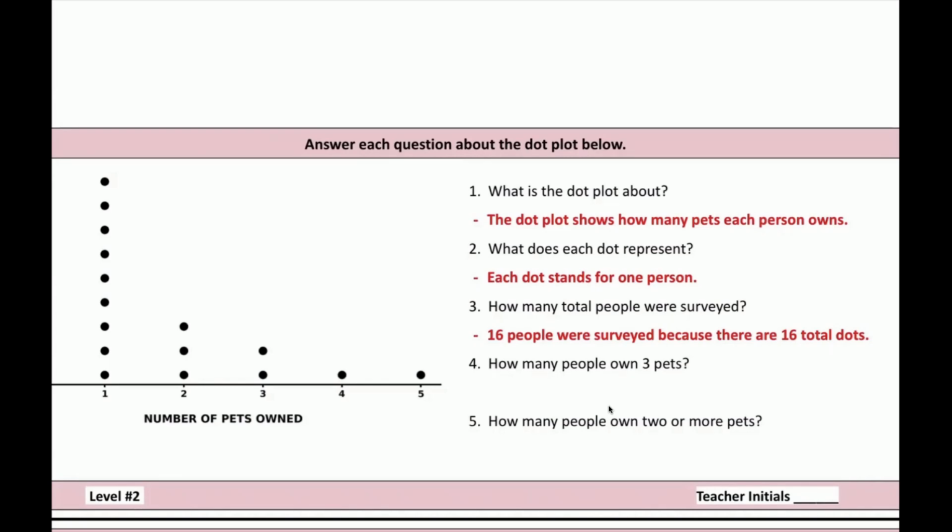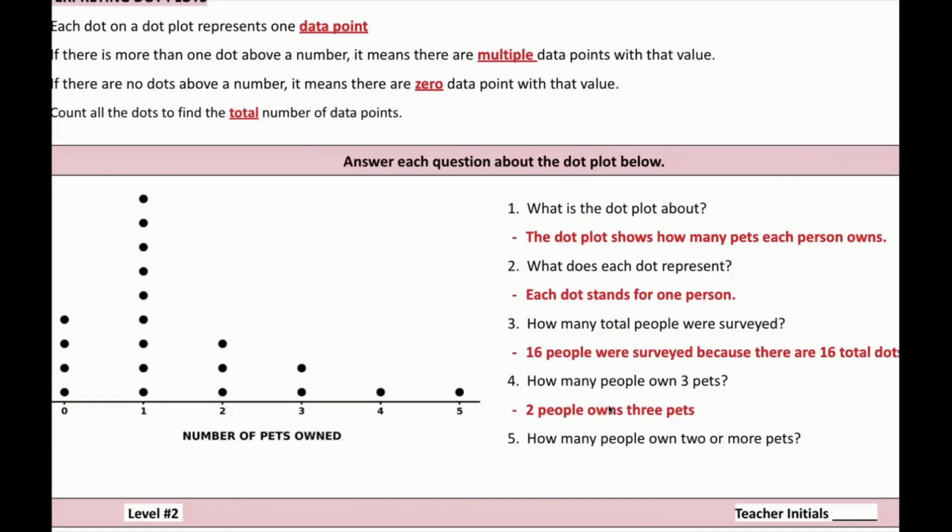The next question says, how many people own 3 pets? Okay, so remember our x-axis on our number line is labeled number of pets owned. So I can look and see, all right, well, here's 3. So I can see 2 people own 3 pets because there's 2 dots above 3. Make sure you have this down.